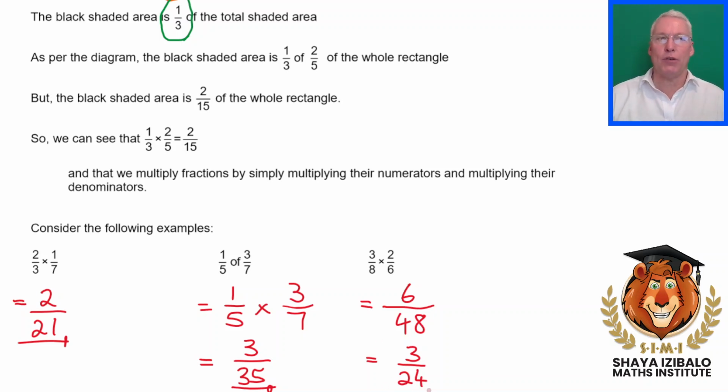Does 3 divide into 24? How do we test for divisibility by 3? Yes, we add the digits, 2 and 4, we get 6. Yes, 3 divides into 24. 24 divided by 3 is 8, and 3 divided by 3 is 1. If we were wide awake, we could have gone straight from here to here by dividing the top and the bottom by 6. Okay, but there it is.